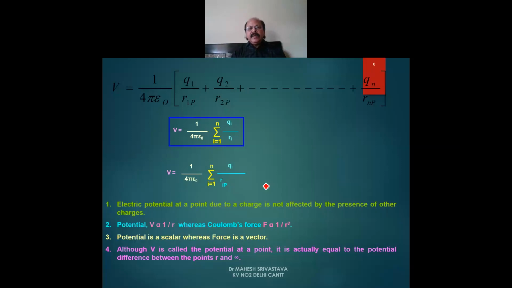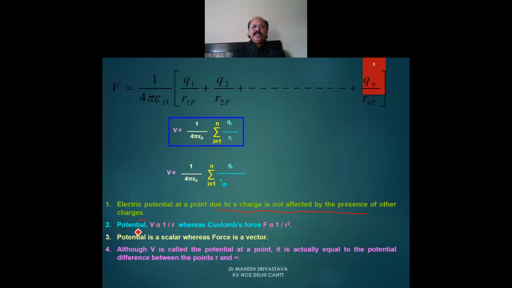So from here what do we conclude? We conclude that electric potential at a point due to a charge is not affected by the presence of other charges. Means as you are finding the electric potential at point P, you are taking a unit positive test charge, and around it the charges are Q1, Q2, Q3 and so on. Then the electric potential due to the presence of other charges is not affected. So that's why we say that electric potential at a point due to a charge is not affected by the presence of any other charges.